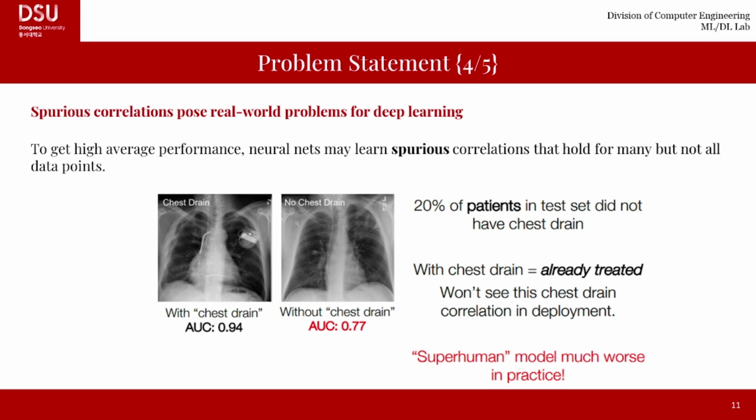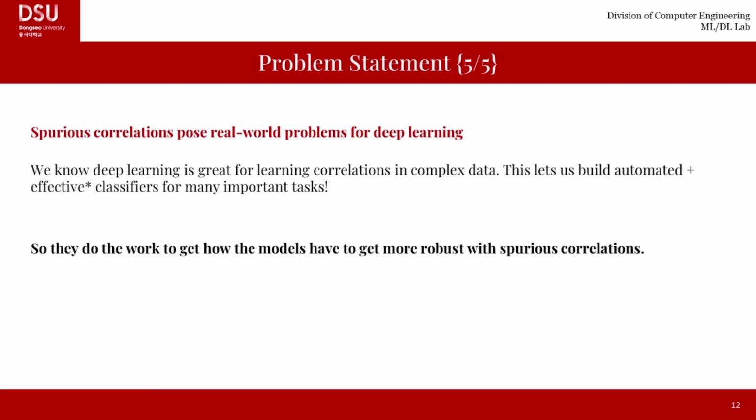So with chest drain and without chest drain, the accuracy is very different. 20% of patient stays did not have the chest drain. So with this chest drain already tested, we also see the chest drain correlation with the deployment. Here we can call the superhuman model the worst thing in practice. So basically this is the main ultimate problem: the spurious correlation to the data point.